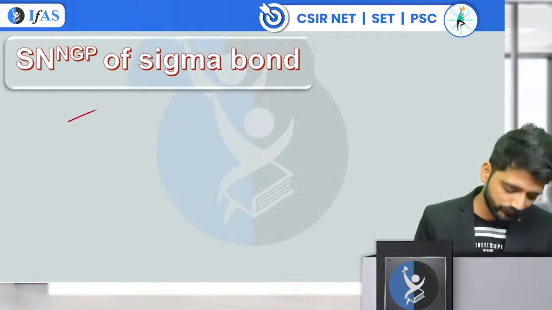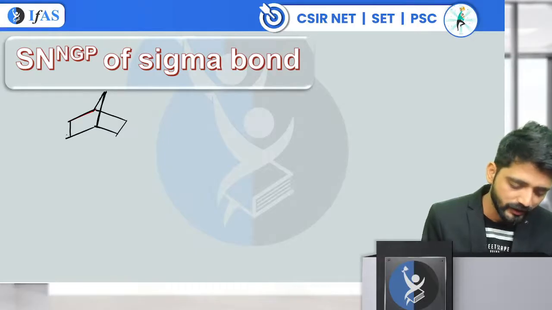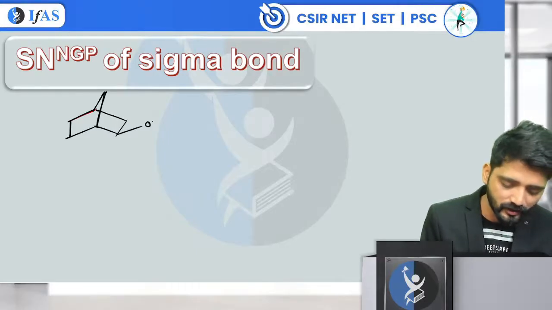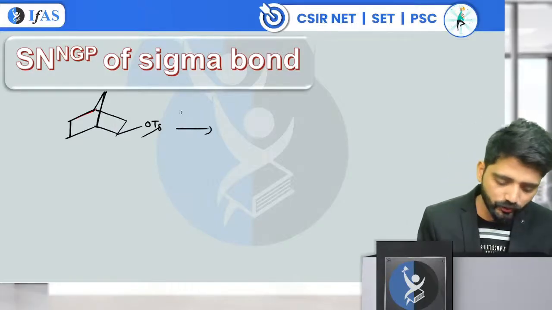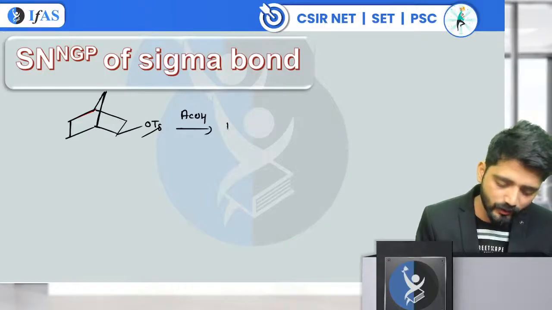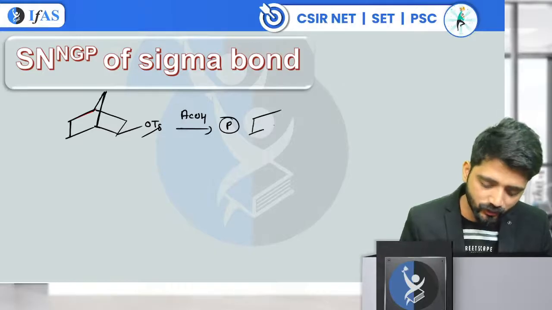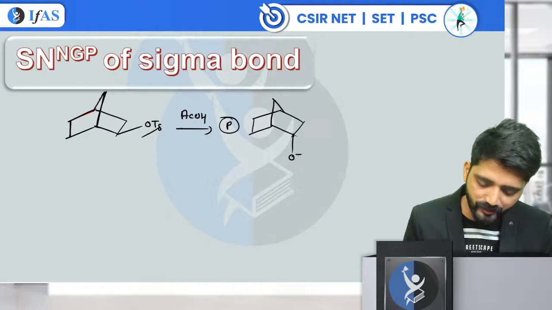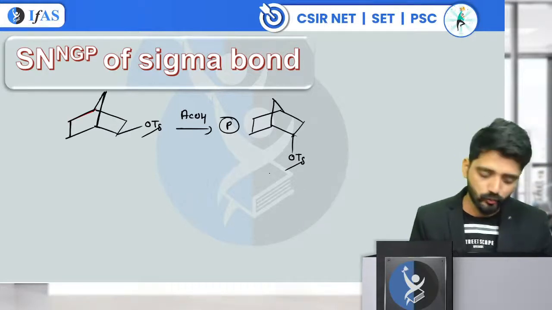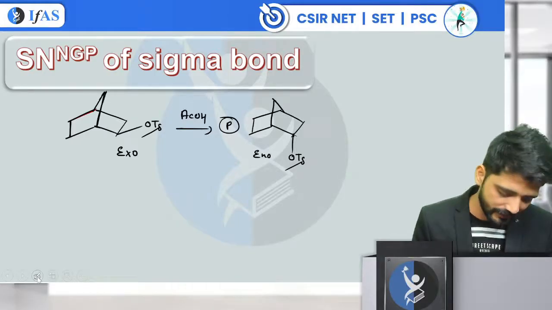Let's take two scenarios. We have a norbornane system present here. This was our norbornane, and let's suppose I have placed an OTs group at an exo position, and we have a nucleophile placed here as AcOH, and we need to form the product P. Similarly, in the second scenario, we have a norbornane system. This time I have placed my leaving group OTs at the endo position. The first scenario was for the exo, and the second scenario is for the endo.